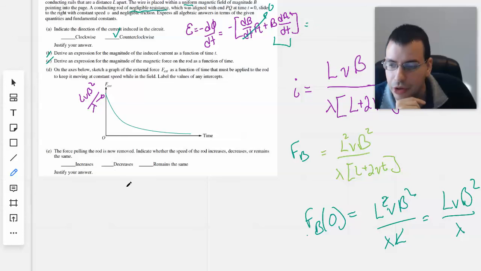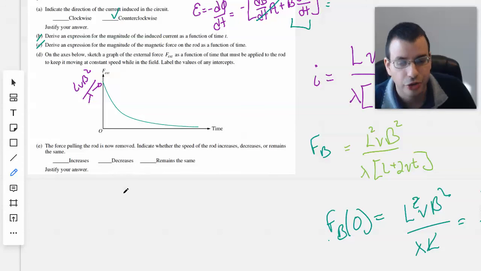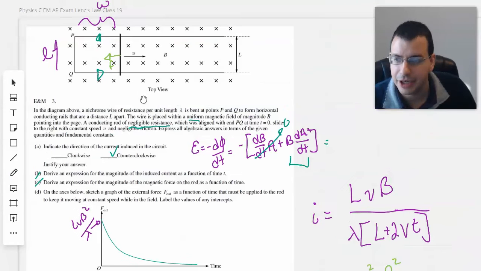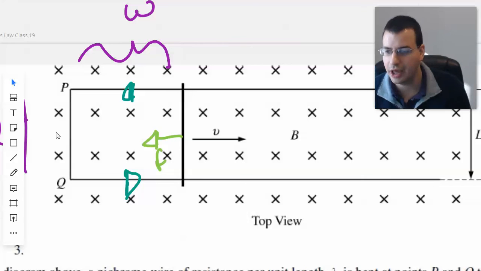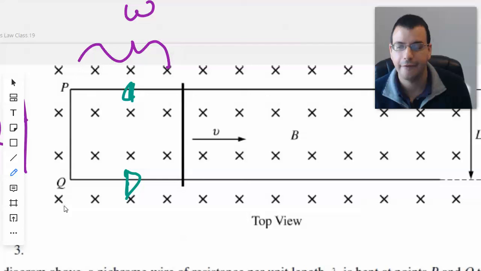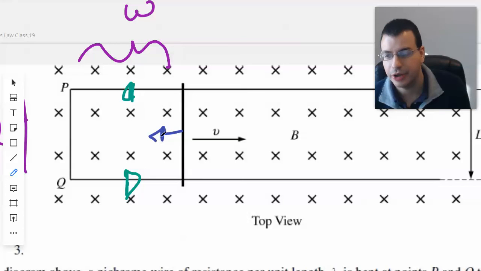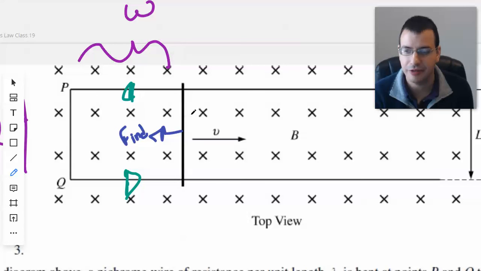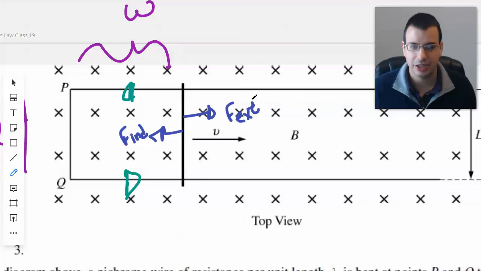Yep. The force pulling the rod is now removed. The external force is removed. Indicate where the speed of the rod increases, decreases, or remains the same. So, decreases? So what's happening here is, maybe they're trying to give you easy points here, and it's one of those things where when they give you a present, you're always skeptical, and so it's hard to accept an easy question.